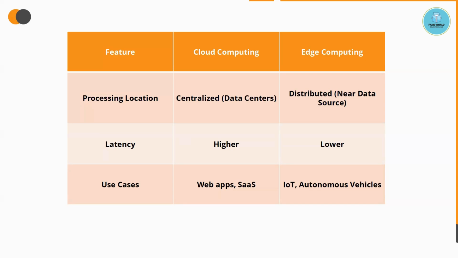Then when we talk about the use cases, they are web apps and SaaS platforms, the software as a service models I have talked about with you. In edge computing, the use cases could be IoT and autonomous vehicles, because there also real-time data is required. So this is a brief comparative study of cloud computing and edge computing.